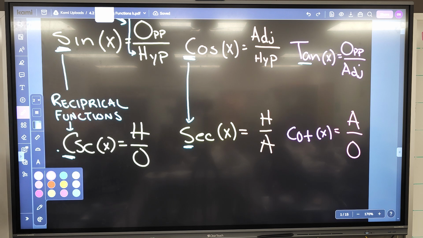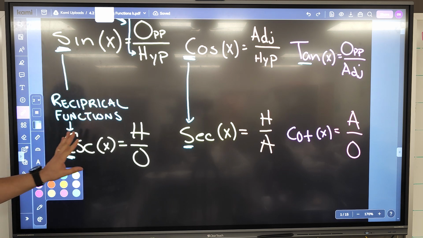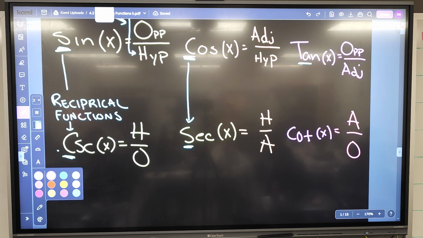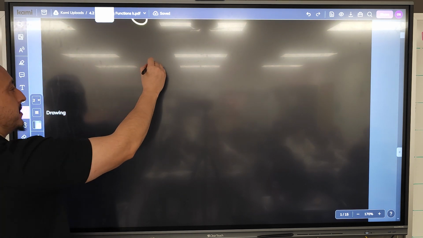We good so far? For today's lesson, we're really not going to touch these that much, but they'll come back more. I just wanted you to kind of know who they are. Now here comes the really important part. So draw this triangle.